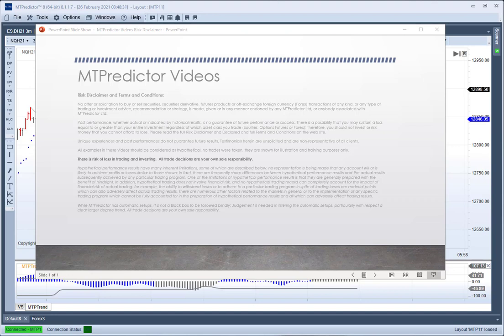In today's MTPredictor video, I'd like to have a look at a great example of our two favourite trade setups here at MTPredictor, our VS or volume spike and our W3 or wave 3 trade setup that's just unfolded on a great chart of the NQ.